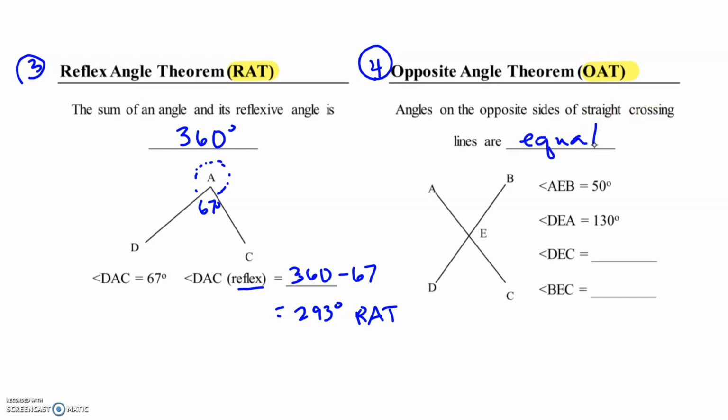So if we look, angle AEB, which is here, they tell us is 50 degrees. And then what happens is if we want to find angle DEC, which is here, because they're opposite, they're equal. So this would be 50 degrees by OAT. And then it says angle DEA, so DEA is 130. And angle BEC, which is here, is also going to be 130 because they are opposite each other. That's opposite angle theorem.